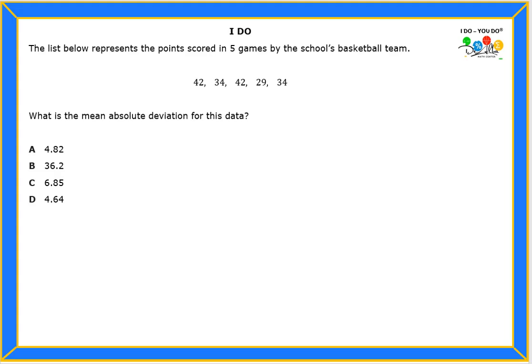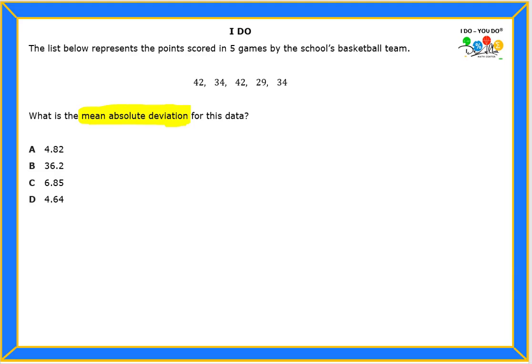And it says, the list below represents the points scored in 5 games by the school's basketball team. What is the mean absolute deviation for this data? Okay, so what are they asking us to do? Well, they want for us to find the mean absolute deviation for the data, right? But I'm pretty sure you're asking yourself, how do I find that?